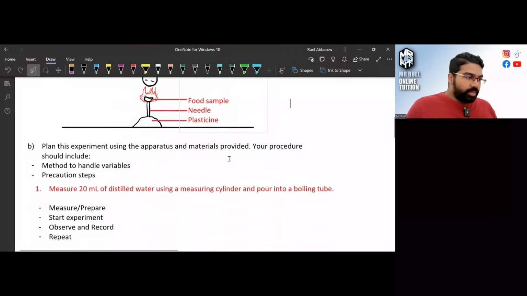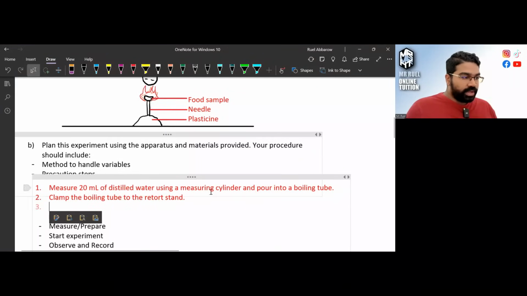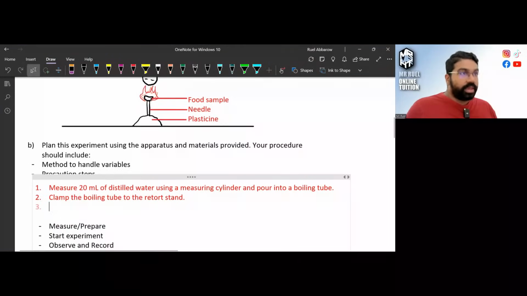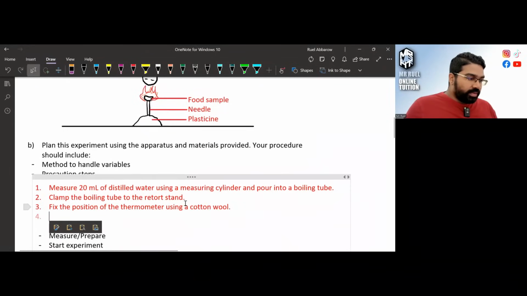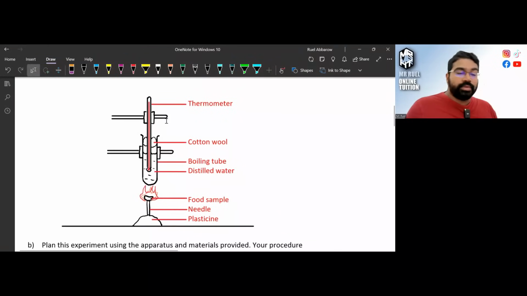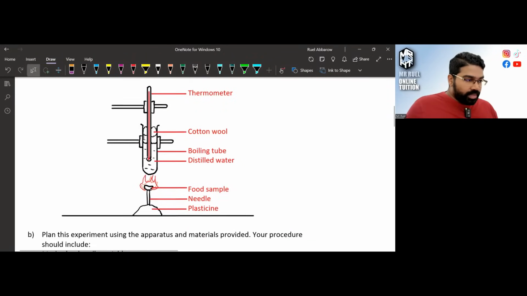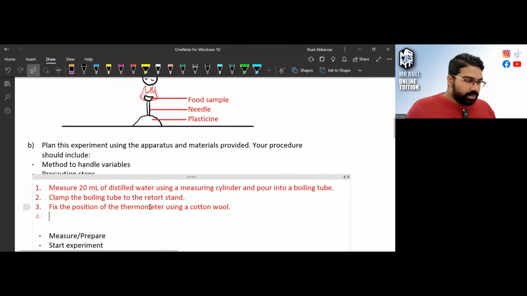So what else do we need to prepare? Let's write it down. First we need to clamp the boiling tube to a retort stand, because the boiling tube can't float, isn't it? After that, put the thermometer. We say we fix the position of the thermometer using cotton wool. Of course, this one we will also be using a clamp. Don't clamp too tightly, it will break. So clamp the thermometer and then fix the position using cotton wool. This is what we use to explain this action.